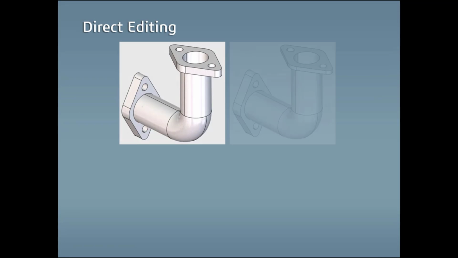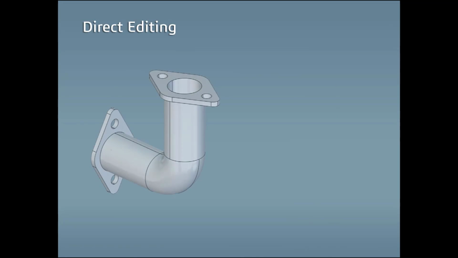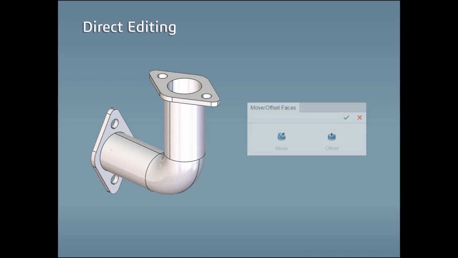You may even want to create the same design with a few different dimensional changes, depending on if you're still working on a concept or need different configurations. In this lesson, I'll show you how to modify an imported pipe bend using two direct edit commands, move and offset.